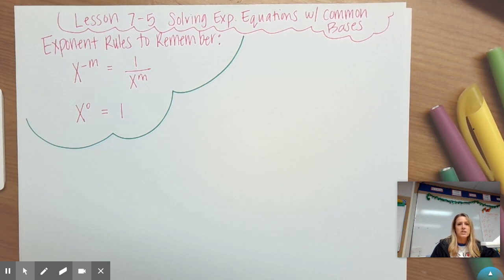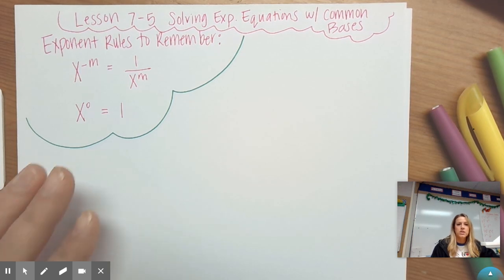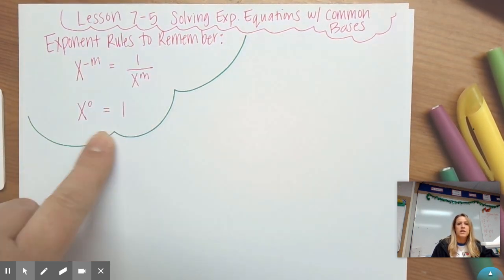So today we're doing lesson 7.5, solving exponential equations with common bases. So we're going to see some equations today that are going to have exponents in them. And our goal is to get what's called common bases. So the first thing we're going to do is make sure we review these exponent rules because we are going to need them today.